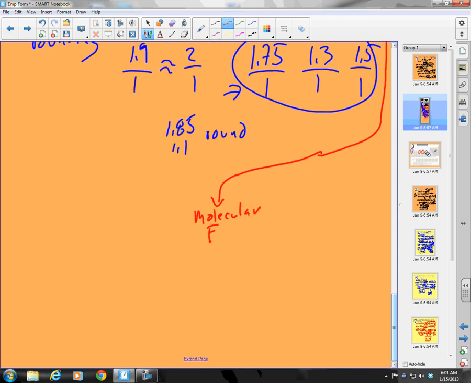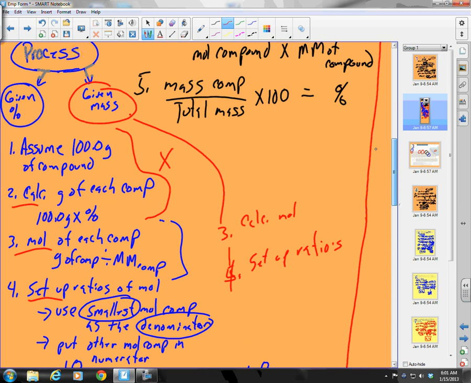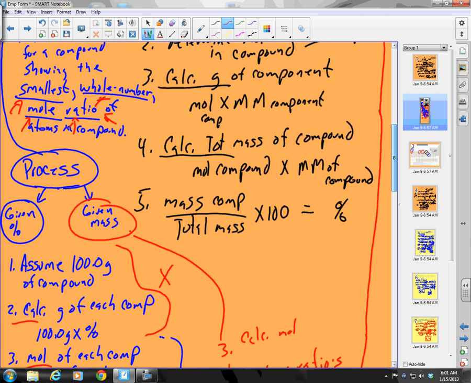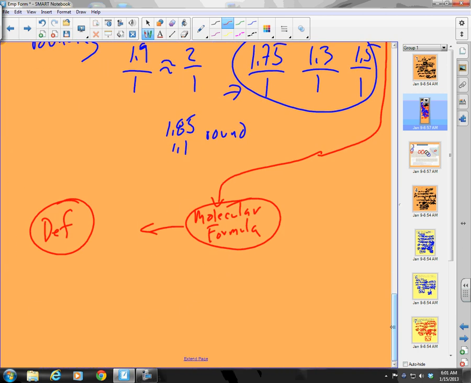Molecular formula. We want to talk about how do you do calculations with molecular formula. And the first thing we want to do is define it, right? What's the definition of a molecular formula? Remember, our empirical formula was a smallest, let's go up here, what's the empirical formula? Smallest whole number mole ratio. It's the smallest whole number mole ratio. Now, for my molecular formula, it is the formula for the actual compound.